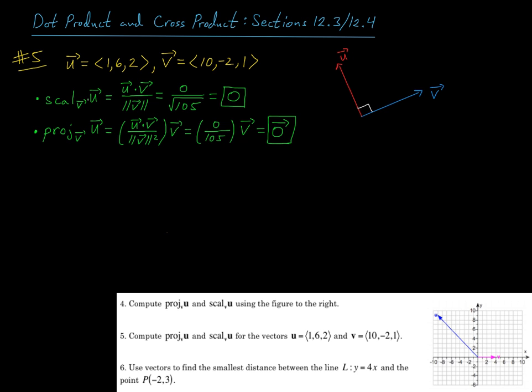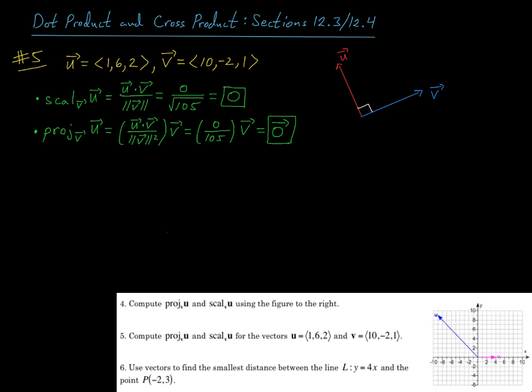But since the numerator there is 0, we find that the scalar projection is 0. And then likewise for the vector projection, since that dot product is 0, this is just 0 times the vector v, which is, notice, the 0 vector.